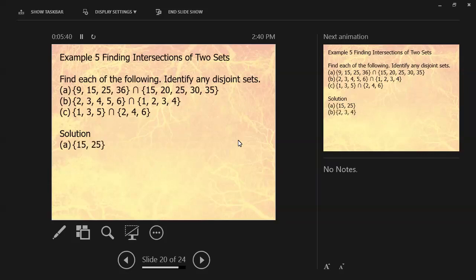Okay. How about the next one? 2, 3, 4, 5, 6 intersect with 1, 2, 3, 4. You get 2, 3, 4. And that's all, right? Not 5, not 6, not 1. Okay? Questions? All right, go ahead and do the last one on your own.